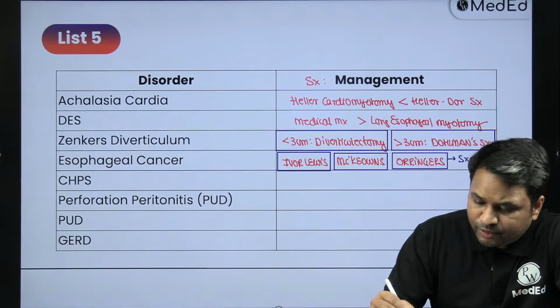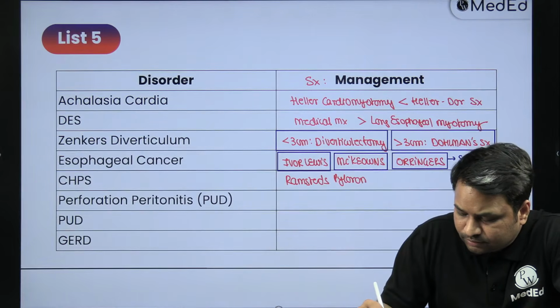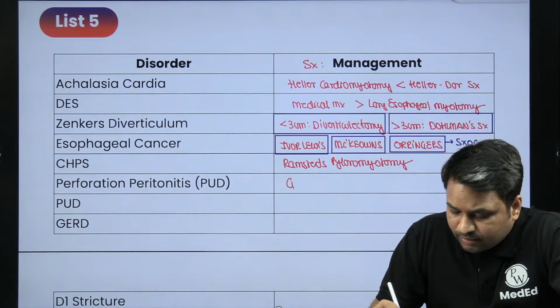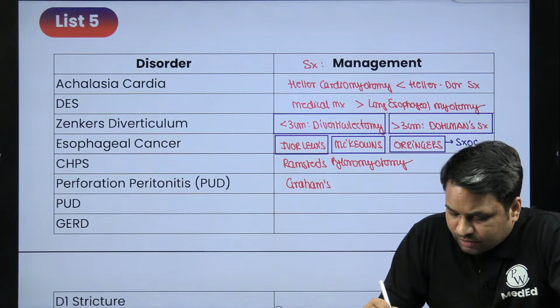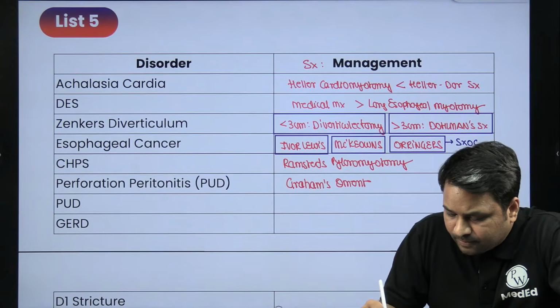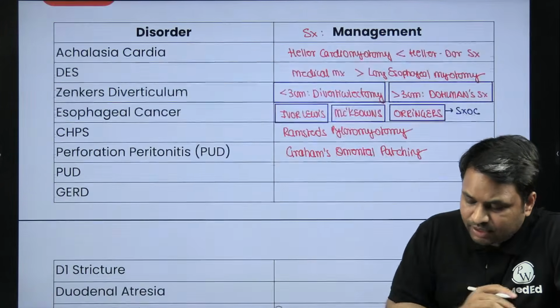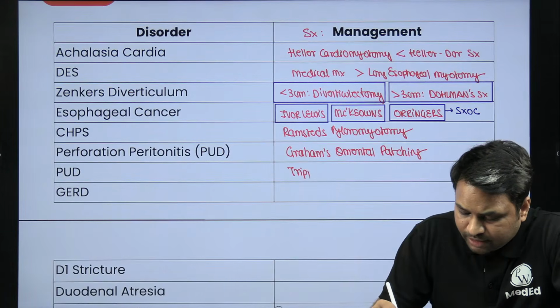For congenital hypertrophic pyloric stenosis, it's your Ramstedt's pyloromyotomy. For perforation peptic ulcer disease, you do Graham's omental patching. For peptic ulcer disease, it is the triple or the quadruple therapy.